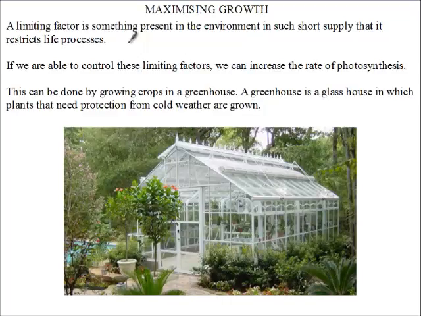Today, we're going on to maximizing growth. Now, certain factors limit the rate of photosynthesis, and these are called limiting factors. Limiting factors are broad. So for something to be called a limiting factor, it is something that is present in the environment in such short supply that it restricts life processes.